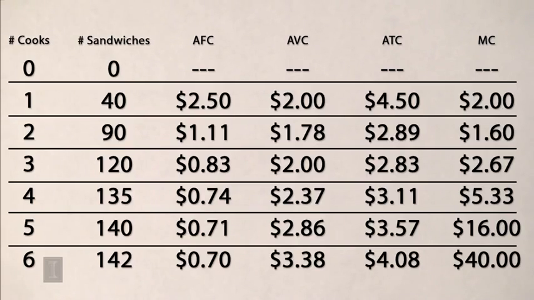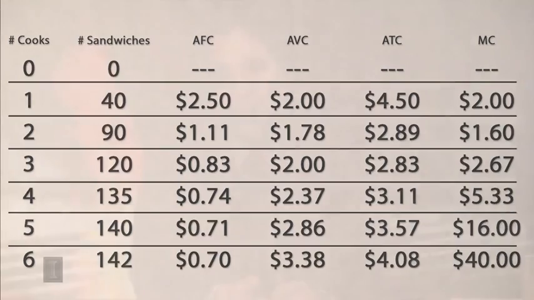And then with the 4th cook, it starts going up. You see, with 135 sandwiches, the cost per sandwich is $3.11. With 140 sandwiches, it's $3.57. And with 142 sandwiches, which is all the cooks, 6 cooks, it's $4.08. Again, it's not difficult to make that story, right?